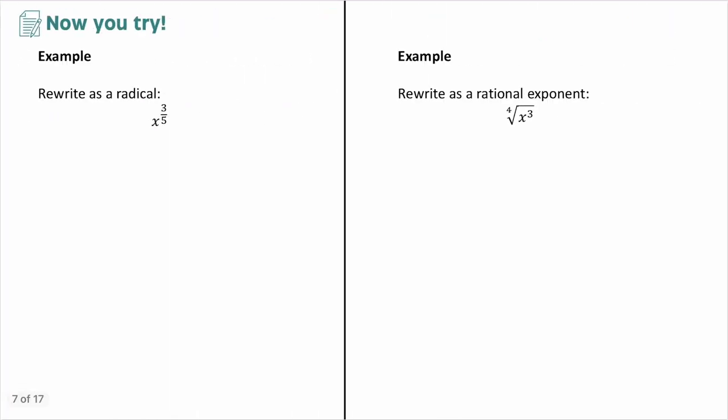So in this first problem, when we rewrite it as a radical, the denominator will become the index, and then that 3 will become our power. So we have the fifth root of x cubed. If we rewrite this as a rational exponent, remember that the power is going to become the numerator, so we have 3, and then the index will become the denominator, so x to the 3 over 4.